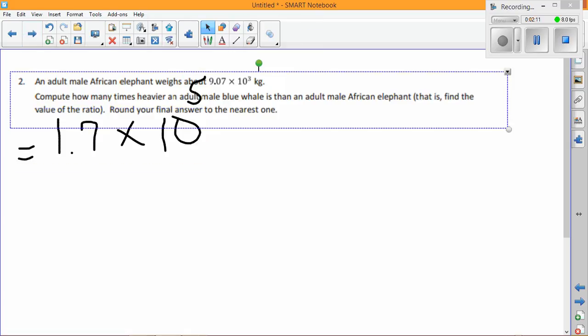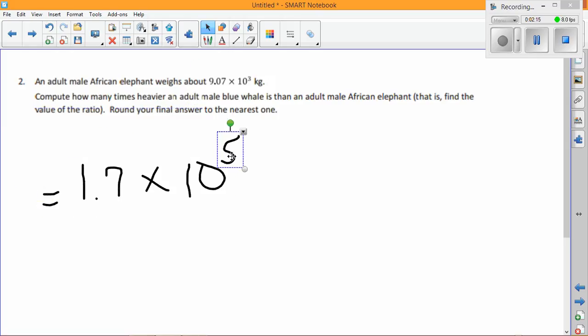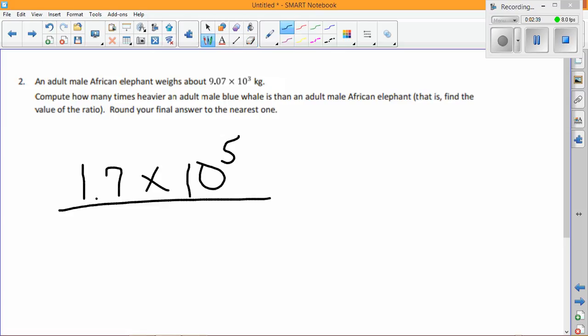So from the last question, we found that this was the weight of an adult blue whale. And we want to find the value of the ratio of an adult blue whale versus an African elephant. So we can take this and divide it by 9.07 times 10 to the 3rd.